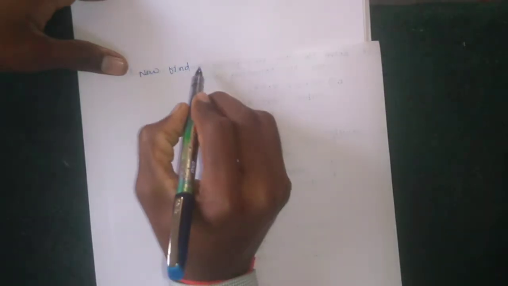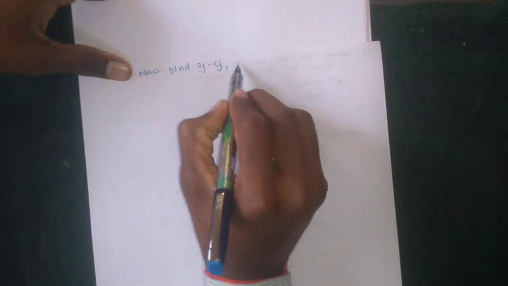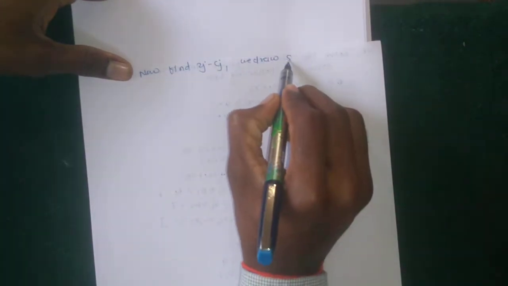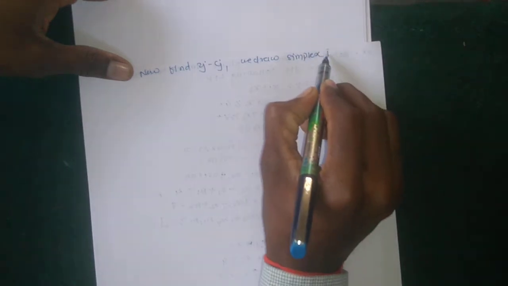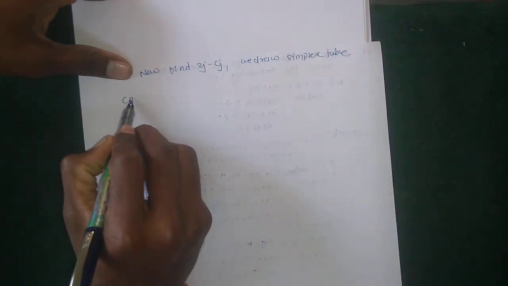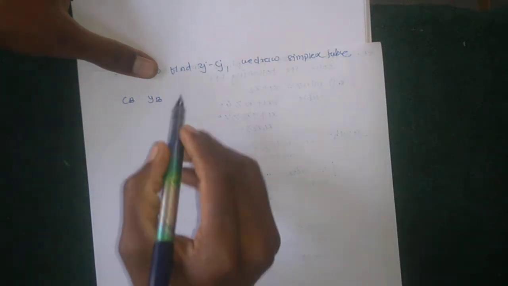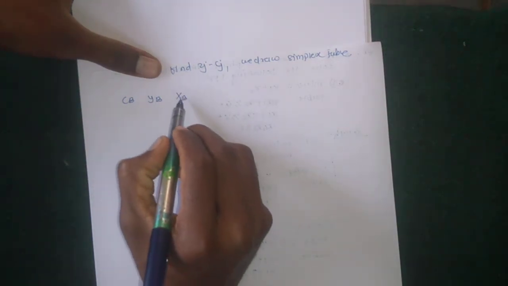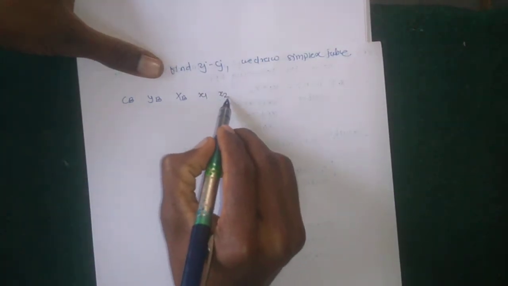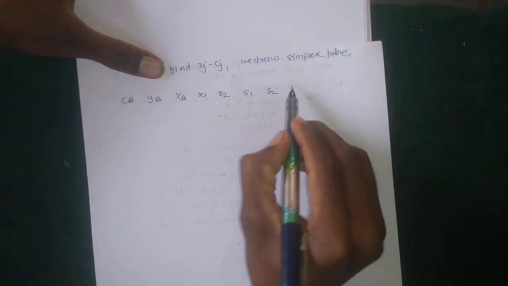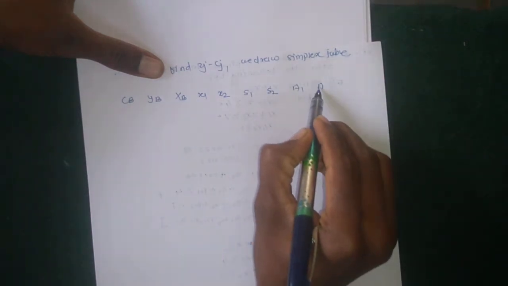Now we have to find Zj minus Cj. We draw the simplex table. First table: CB, YB. CB means coefficient of Z. Then basic variable, and XB means value of basic variable. So then x1, x2, s1, s2, and then a1 and a2.